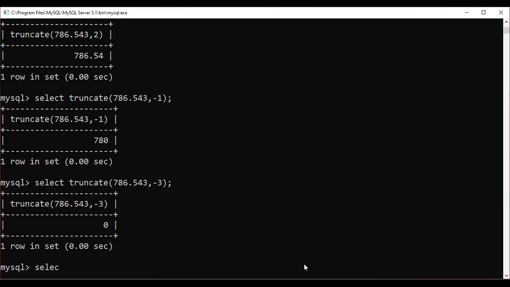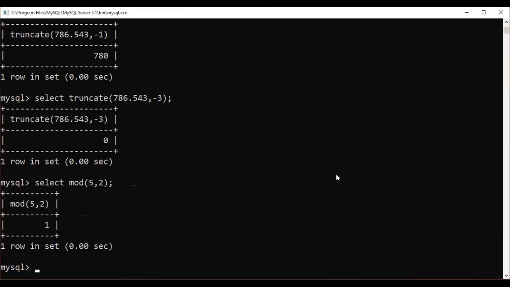Now the next function is select mod of 5, 2. That means the first number is divided by the second number, what is the remainder? You got the output as 1. Select mod of 14, 7. When 14 is divided by 7, you got the remainder as what? 0.